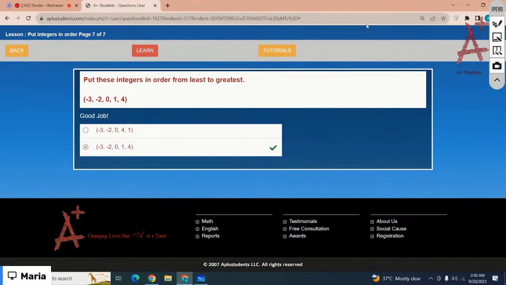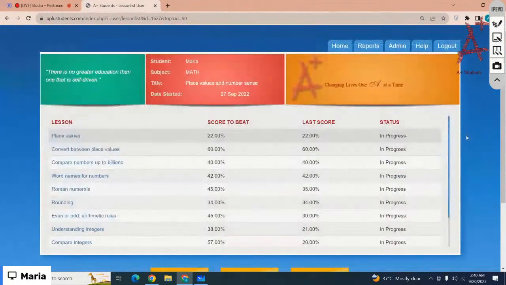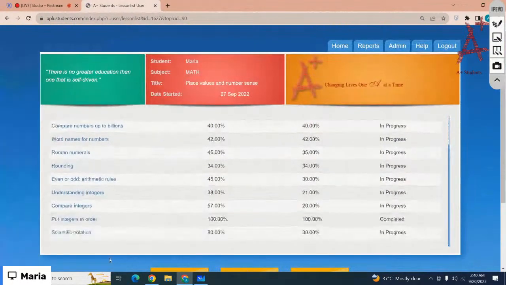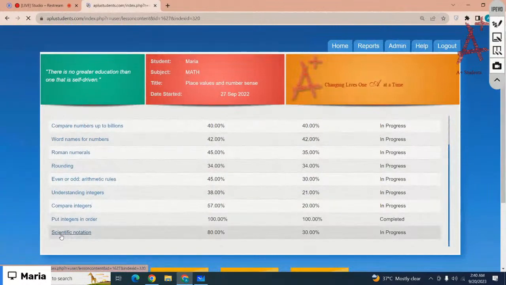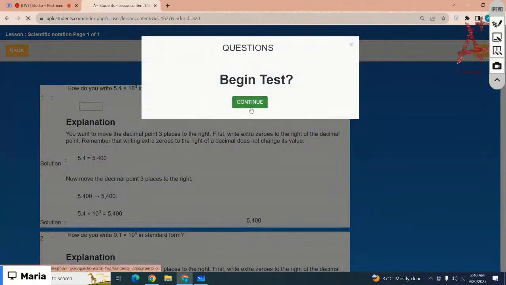Okay, we are done with the lesson. Let's move on to the practice questions of the lesson, scientific notation. That's the one we did. We have done the definition and some of the practice questions. Let's do some more practice questions, right?